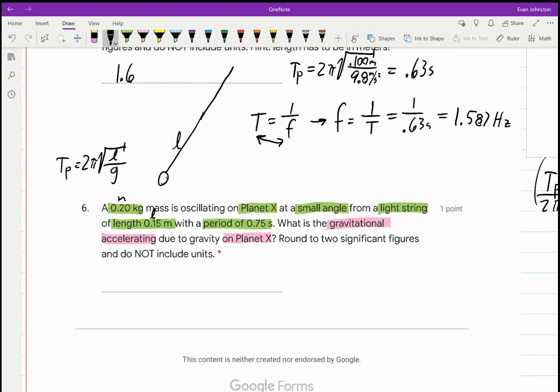All right? Or what's the other thing we could do? Well, we want to make this whole right side bigger. So the only other thing aside from making L bigger is to make g smaller.